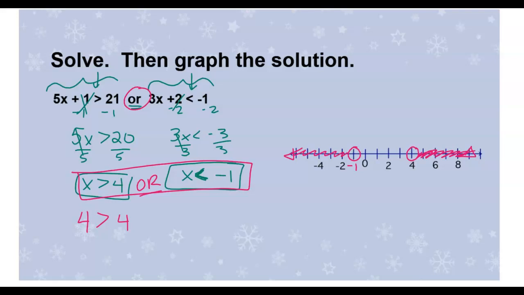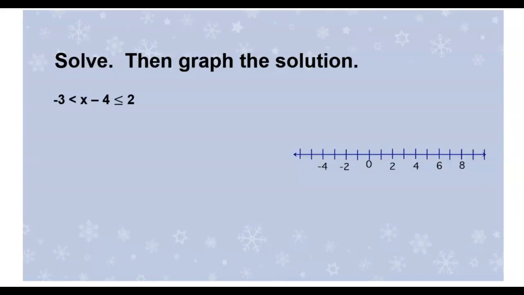And because it's an "or," I'm not looking for the intersection where they're both crossing. I just want one to be true or the other to be true, and that will satisfy the compound inequality. So everything here makes both inequalities false. That's why nothing is shaded. Everything here makes this inequality true, and everything here makes this inequality true. So it's true for this one, or it's true for this one. That's what we graphed.